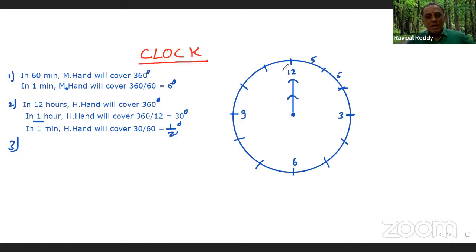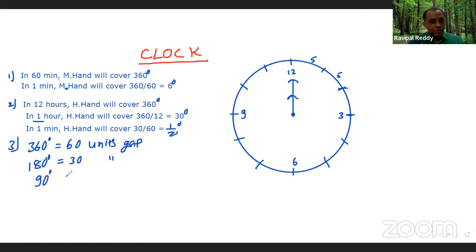The total gap in a clock is 60 units. The total angle is 360 degree. 360 degree is equal to 60 units gap. Half of 360 degree is equal to 180 degree. If the angle is 180 degree, then the gap should be 30 units. Half of 180 is equal to 90 degree. 90 degree is equal to 15 units gap.